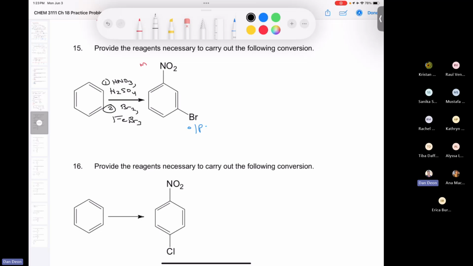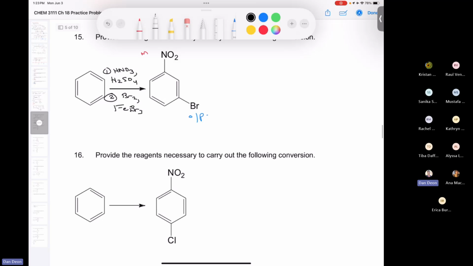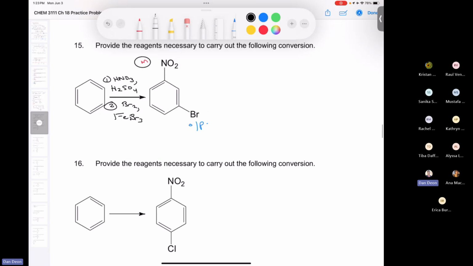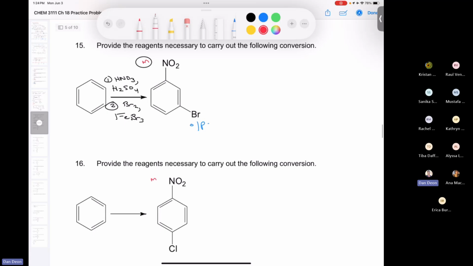The next one is kind of flipped around because now you have the halogen and the nitro group para to each other. Again, they were meta in the last one, but now they're going to be para. And so we have the nitro, which is a good meta director. We have the chlorine, which is an ortho para director. And so the chlorine should go in first. So in the first step, we'll take chlorine and aluminum chloride, like that. And that puts the chlorine in. And in the second step, we're going to install the nitro group with nitric acid and sulfuric acid.